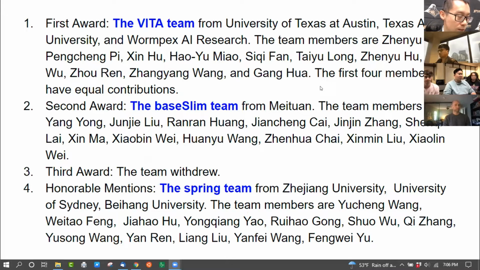The first award goes to the VITA team, and they will present their solution. The second award goes to the baseSlim team. For the third award, the team decided to withdraw, and we also have an honorable mention, the spring team.